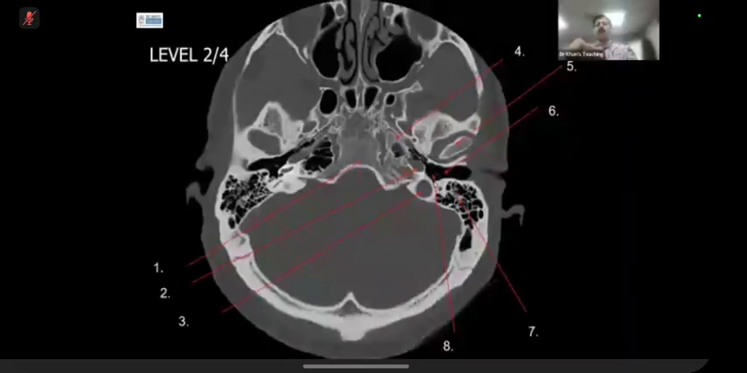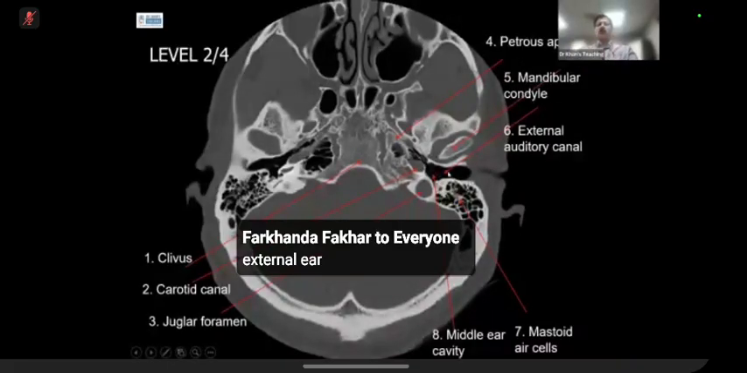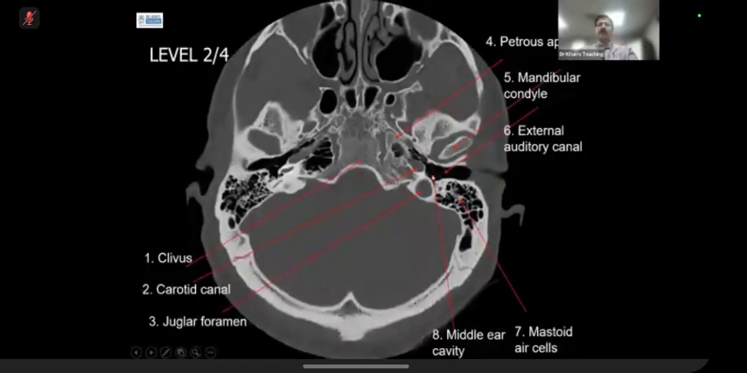Okay, so there were a few different answers for number 8. If you see carefully, this is the tympanic membrane. So this is the middle ear cavity. We are just able to see it. Now, if you see here, this mandibular condyle should be part of your protocol when you see a CT of the head trauma.